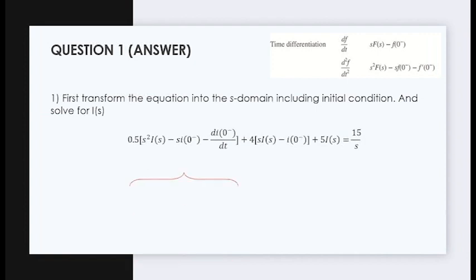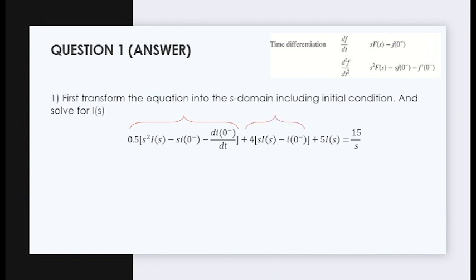This part right here is the transformation of d squared i of t over dt squared. So we use the d squared f over dt squared, which is s squared F of s. So we have s squared, in our case, I of s, minus s f of 0, in our case minus s i of 0, minus f prime of 0, in our case this is di of 0 over dt.